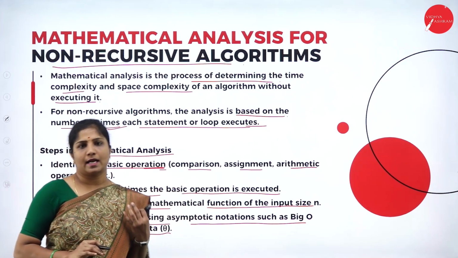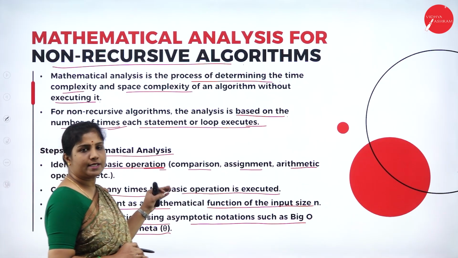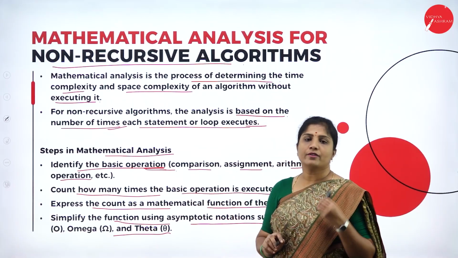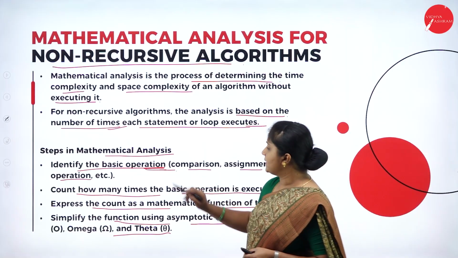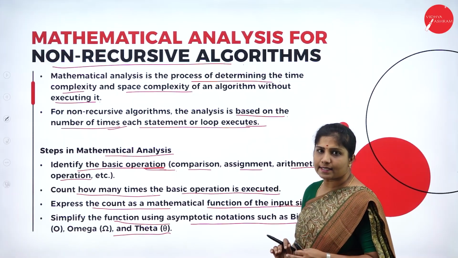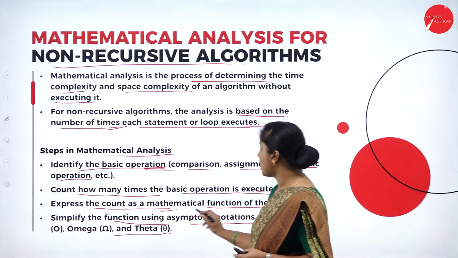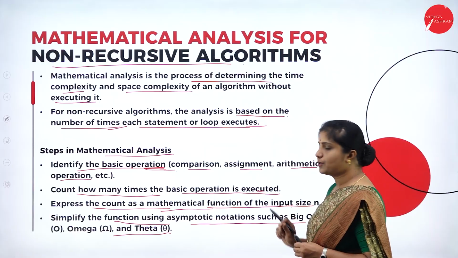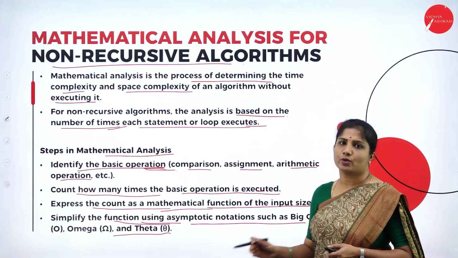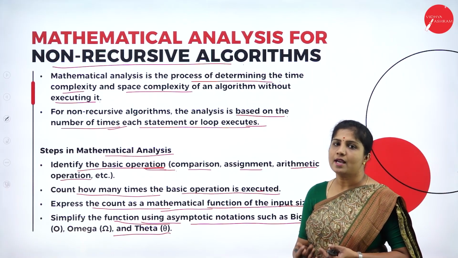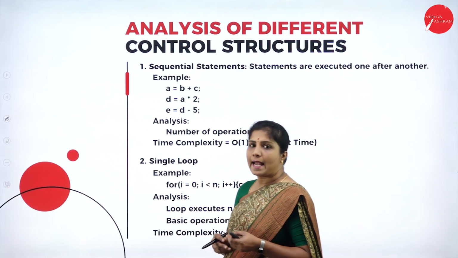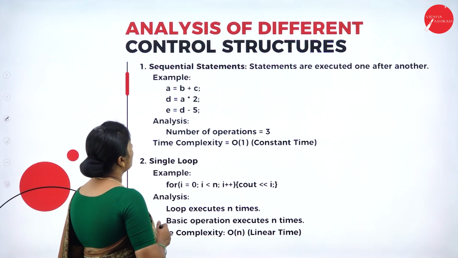So we are going to analyze non-recursive algorithms mathematically. What is the first step? Identify the basic operations. Next, count how many times these basic operations are executed. Then express the count as a mathematical function of the input size n. Next, simplify that function using the asymptotic notations. Which are those? Omega, theta and big O notations. Next, we will look into examples for non-recursive algorithms.